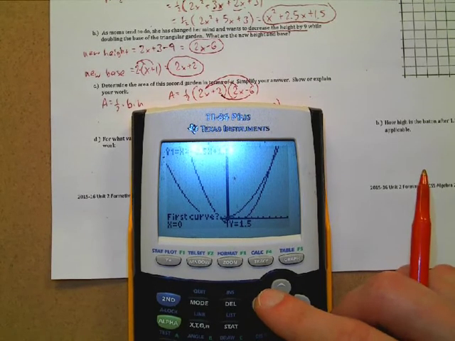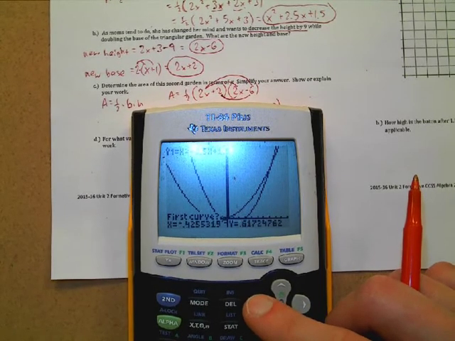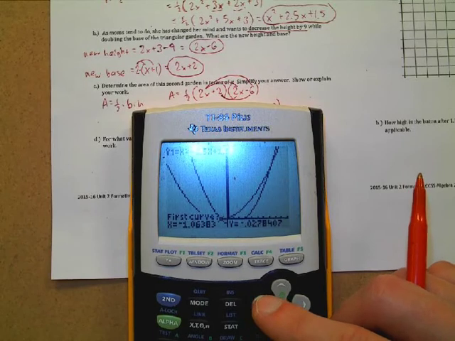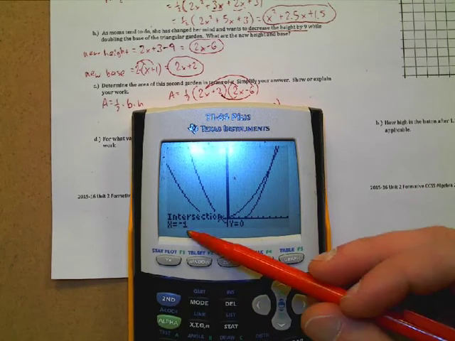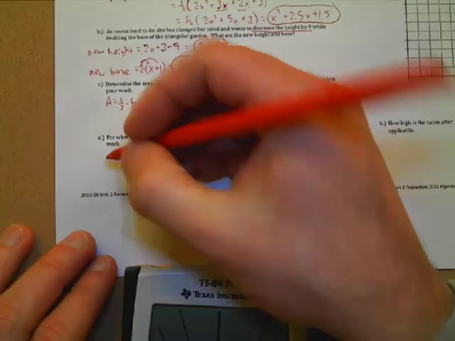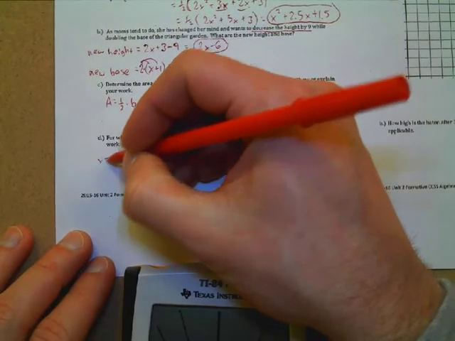Okay. So for the first one, you're going to move your little cursor close to that point of intersection and hit enter, enter, and then enter one more time. 3 enters. And there you go. -1, 0. So x equals -1 is a solution.